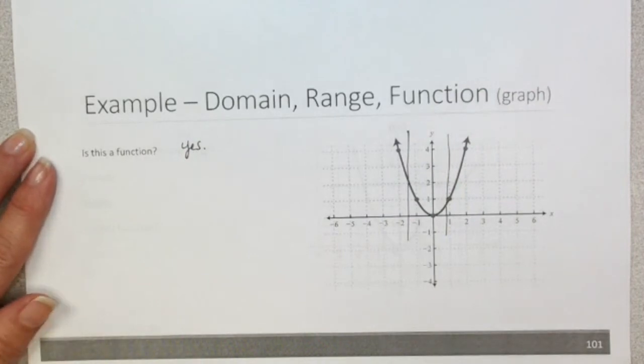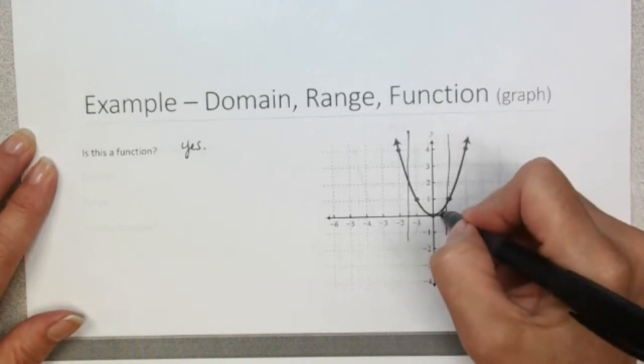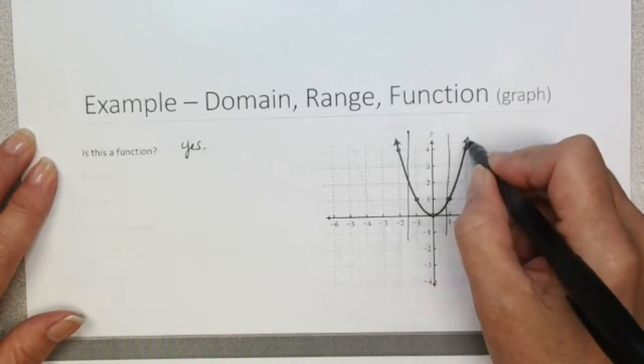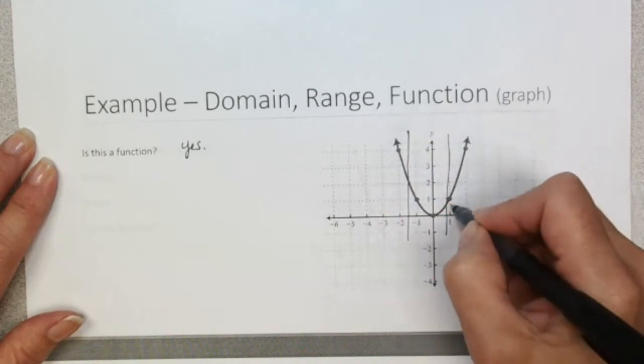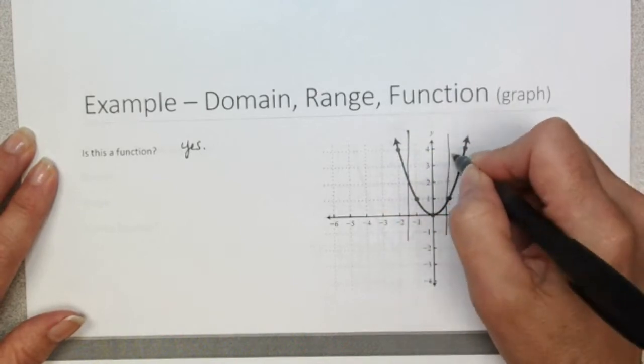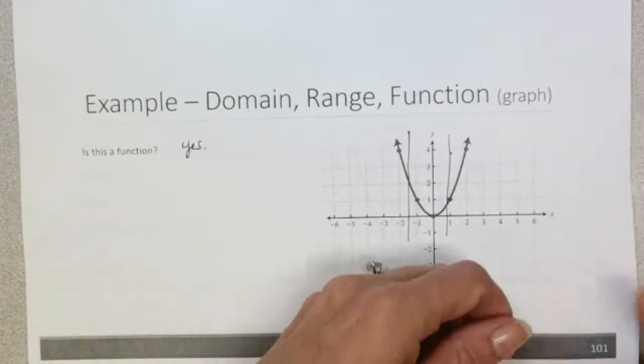Why does that vertical line test work? Well, remember the definition of a function says that each element of the domain, or each x, can correspond to only one y, right? So if this graph never loops around so that the same x can correspond to a different y, then it must be a function.